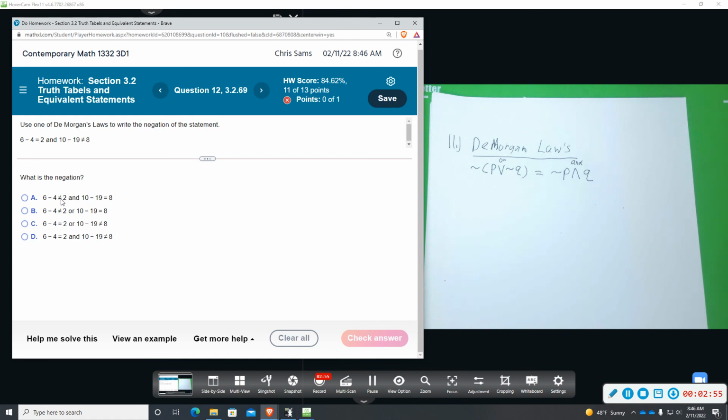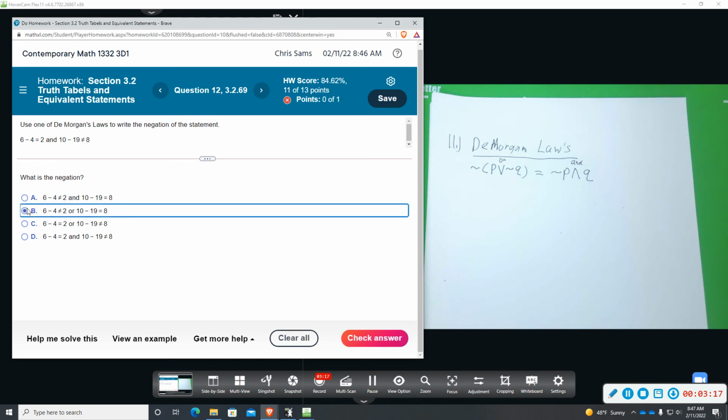So look at A, that looks good. And we'll change to or. So I'm looking for or. So it's going to be B or C. So 6 minus 4 not equal to 2. This one has equal. This is the only one that matches so far. Or. And then we have 10 minus 19 is not equal to 8. We're going to change that to is equal to 8, even though that's false. But that's how you use De Morgan's law to rewrite or negate a statement.